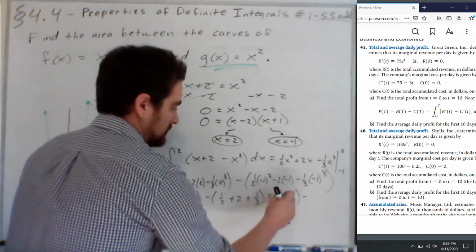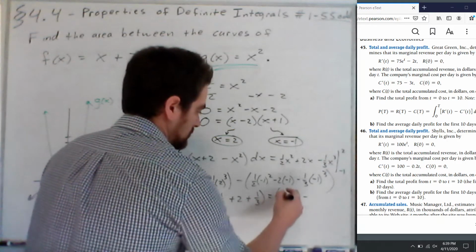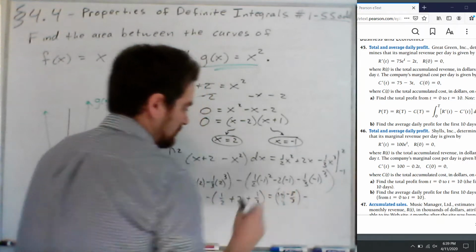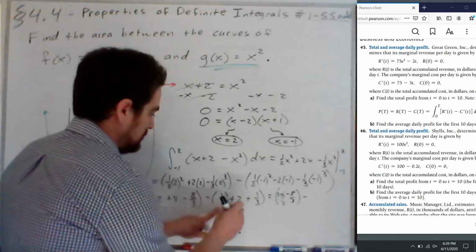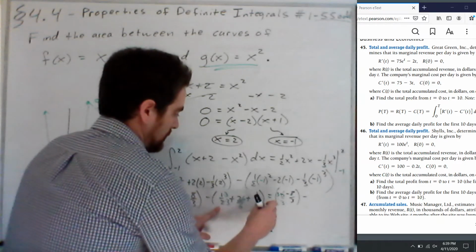I'm going to multiply this 3 times 3. That looks like 36. I'll get a common denominator there. This we're going to multiply by 3. This we're going to multiply by 6. This we're going to multiply by 2.